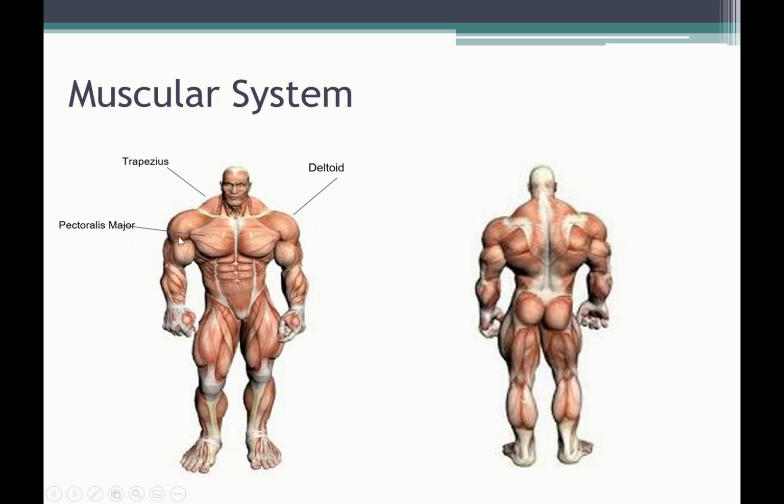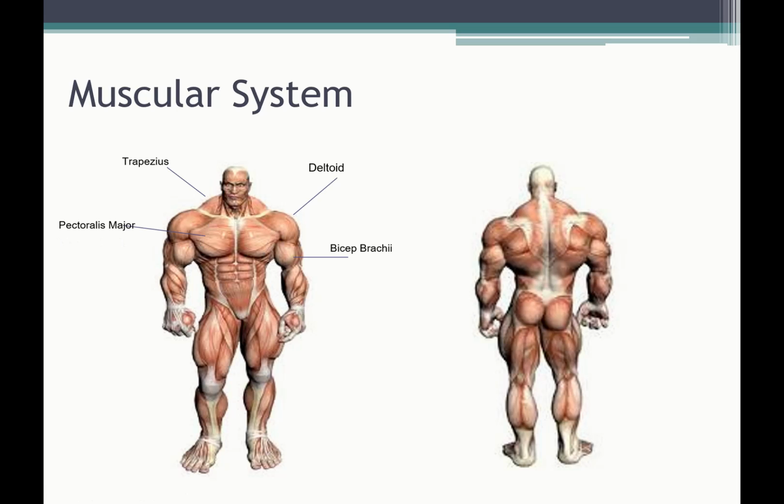Pectoralis major. The reason why this is called the pectoralis major is because we also have a pectoralis minor, which is situated just underneath the pectoralis major in this area here, which I'm pointing to with my cursor. So pectoralis major makes up a huge part of the chest and is the key chest muscle.